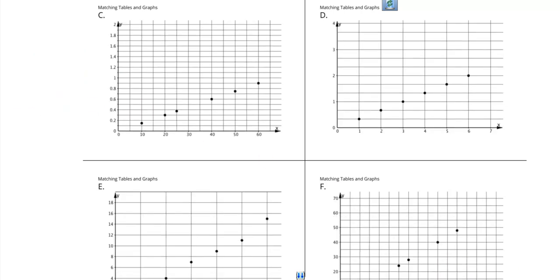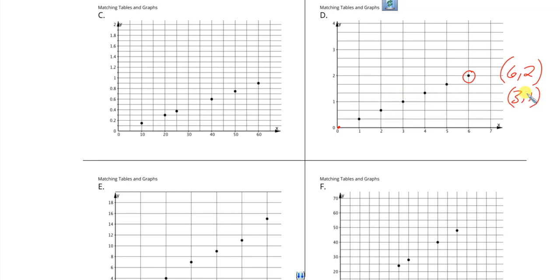Let's do another one. So let's look at this one right here, D. Here's a good ordered pair to look at. When X is 6, the Y value is 2. So I'm seeing a 6 and a 2. And then it looks like at the 1 I've got like a 3, 1. Right? So this looks like a straight line that goes through the origin, like we talked about.